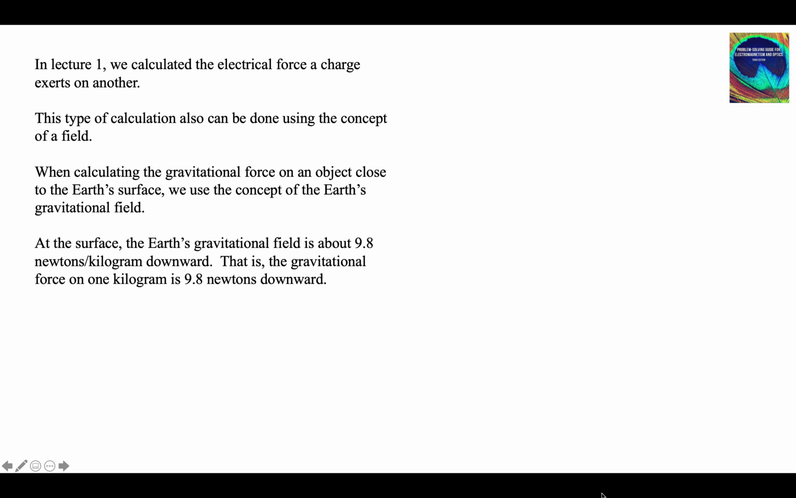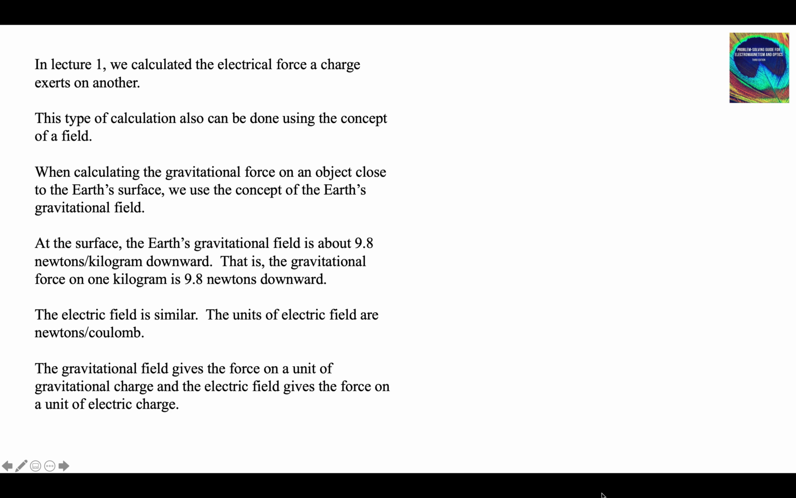9.8 meters per second squared is the same as 9.8 newtons per kilogram. The units are the same. The electric field is similar. The units of electric field are newtons per coulomb. You get the force per charge. Gravitational charge is mass. The gravitational field gives the force per gravitational charge, force per mass, newtons per kilogram. Electric field, newtons per coulomb.